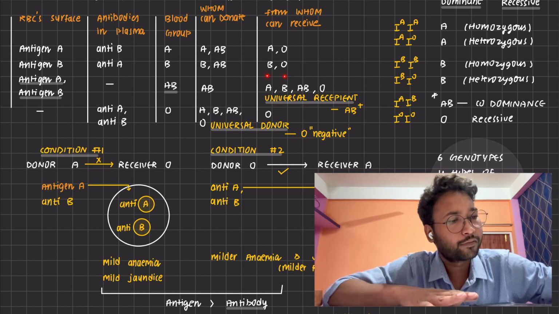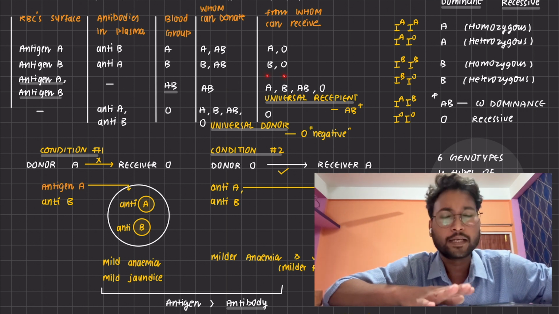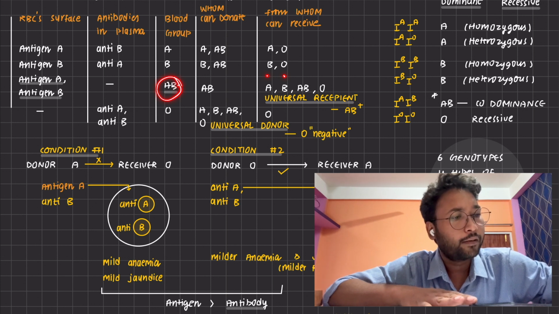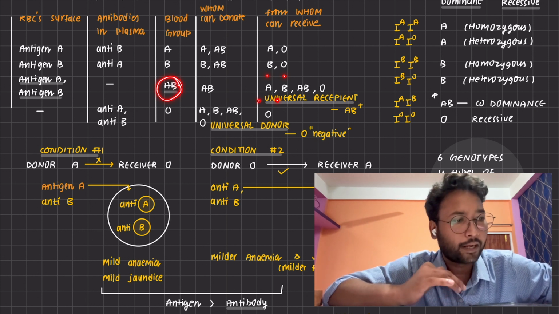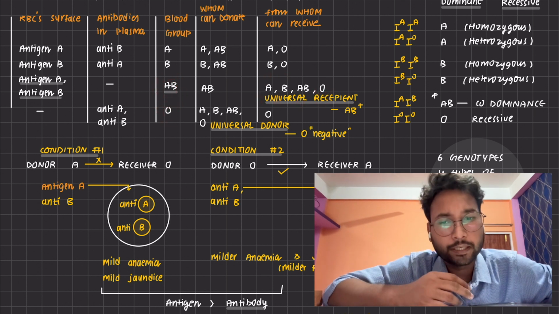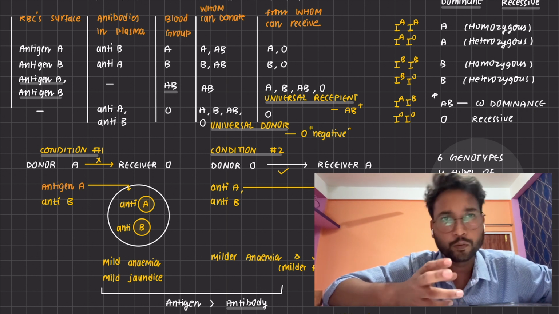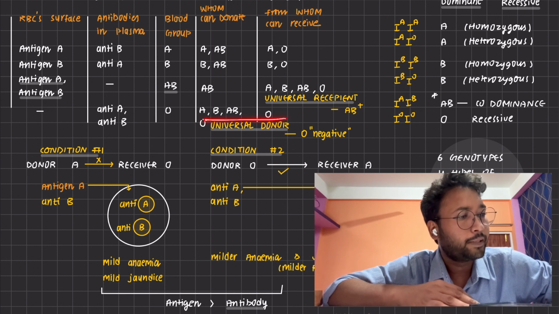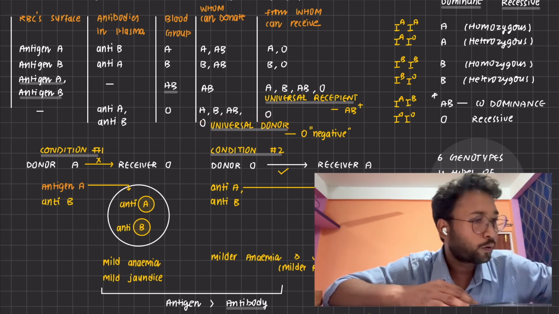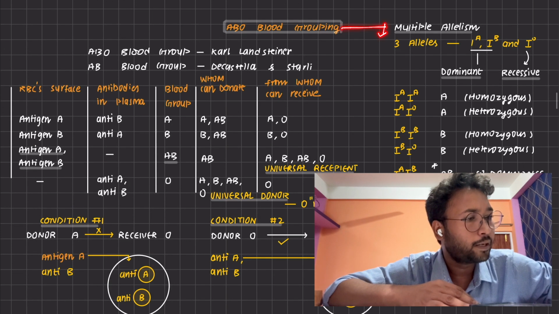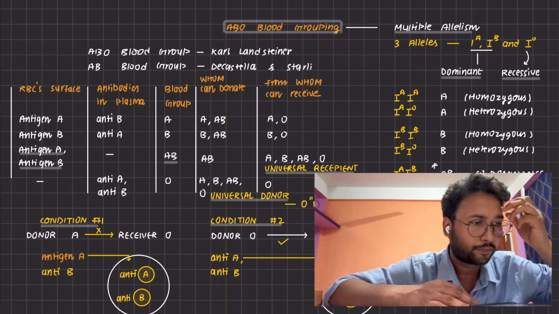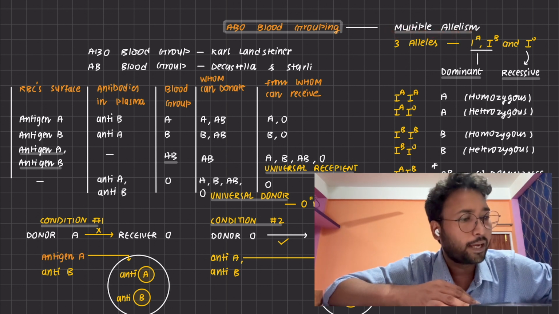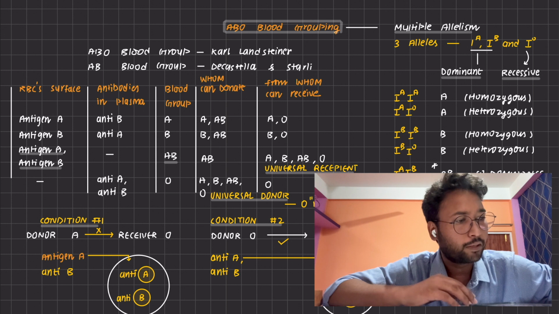Let's discuss this scenario a little bit from the genetics perspective. Multiple allelism is the scenario that comes in the topic of ABO blood grouping, because generally we see a gene or character formed by two alleles, but here three alleles are involved: IA, IB, and i. IA and IB are dominant, and small i or IO is recessive. That is why this is the condition of multiple allelism. Let's see further.